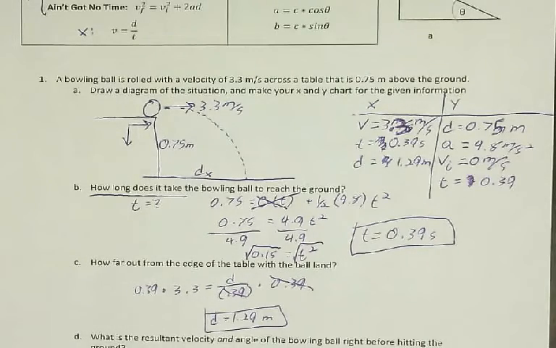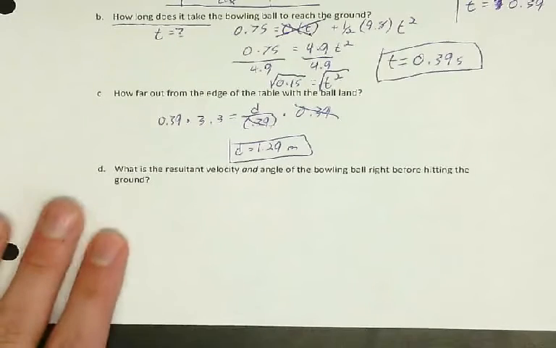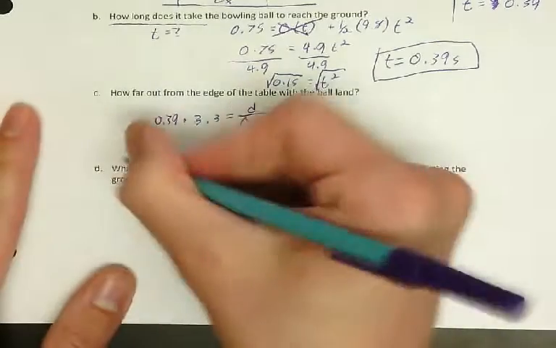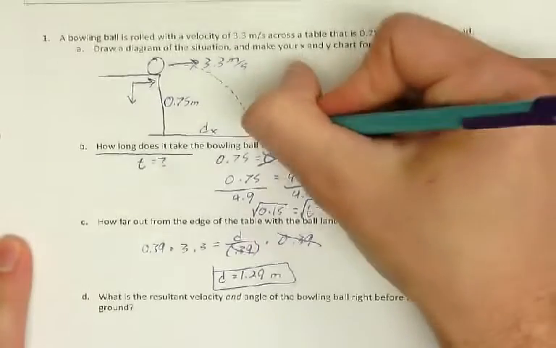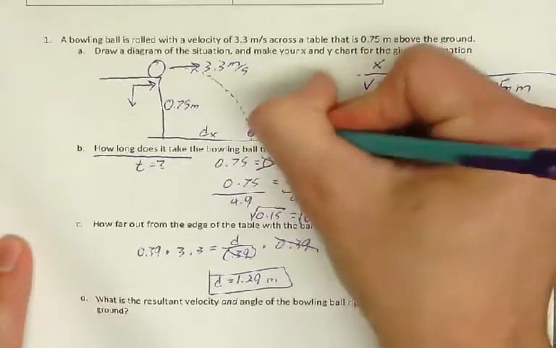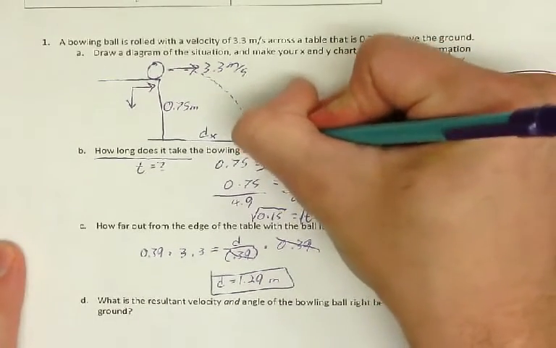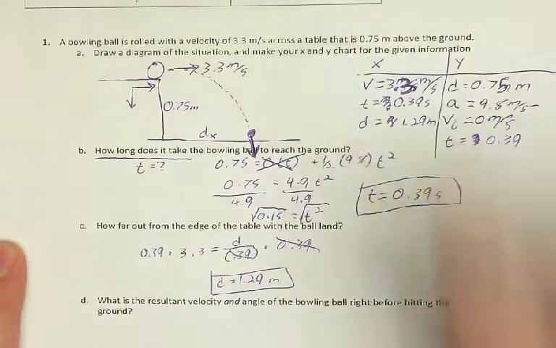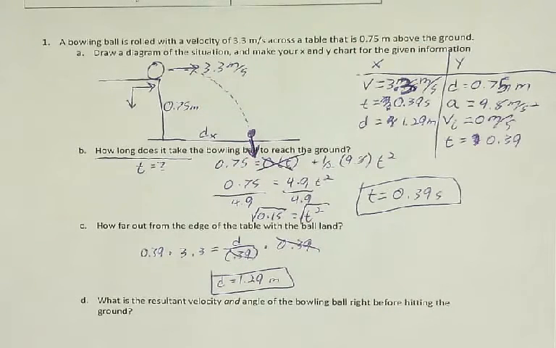Okay. Look at us being 3/4 of the way done. What is the resultant velocity and the angle of the bowling ball right before hitting the ground? So, at this point, right before I reach the ground, I have some downward to the right velocity. So it's falling down and going to the right.